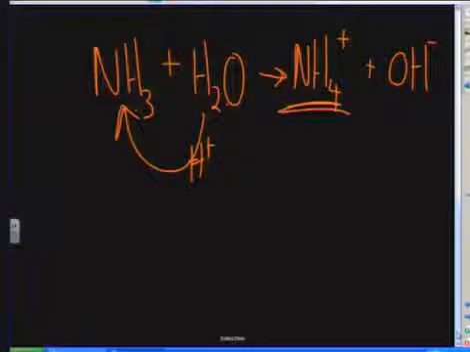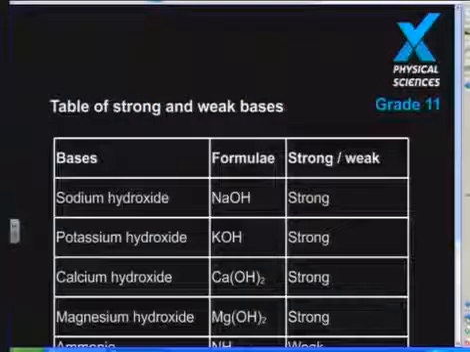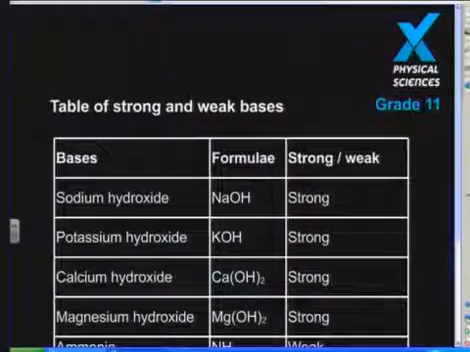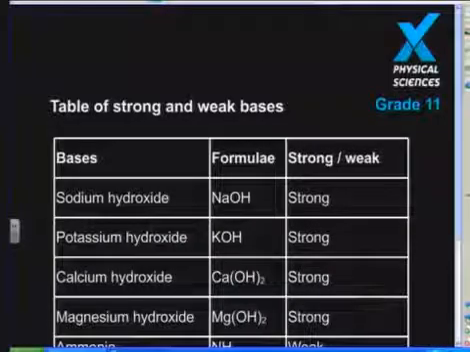It ionizes. Now, just like with your acids, you have to learn your list of strong acids and bases.